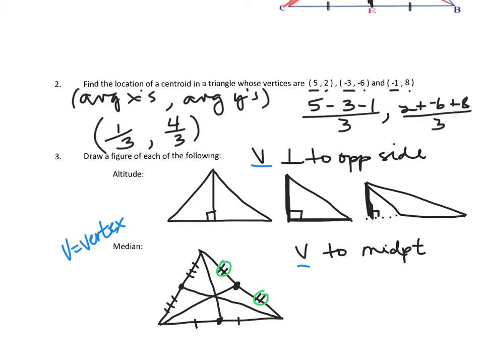It's always inside the triangle, so even if you have an obtuse one, it's still going to be inside because you're just going from a midpoint to a vertex, and it's always going to be inside the triangle.